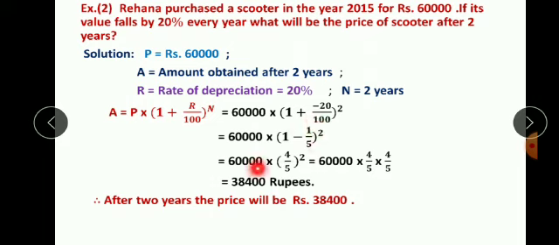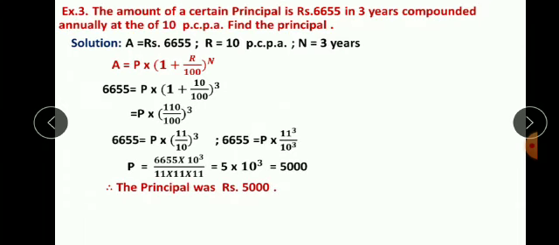So 60,000 is multiplied with 4 upon 5 and its square. That is equal to 60,000 multiplied by 4 upon 5 into 4 upon 5. So the final answer is 38,400 rupees, the amount obtained after 2 years. So what will be the price of the scooter after 2 years? After 2 years the price will be rupees 38,400. So in this way example 2 is also over.